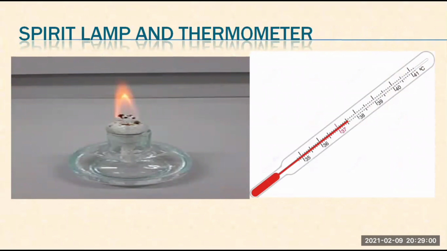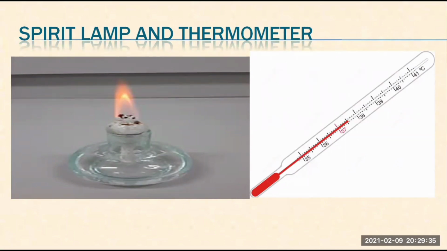Okay, so let's see another important accessory, that is the spirit lamp and thermometer. In the laboratory, we do not use the general type of lamp, because its power is less. This spirit lamp has extreme power, and within a very short time it can heat any kind of liquid substance. It can warm it. Okay, and the thermometer.